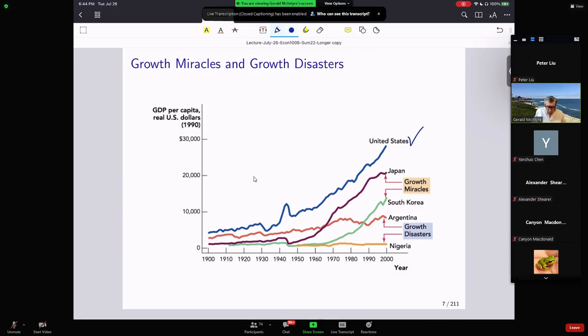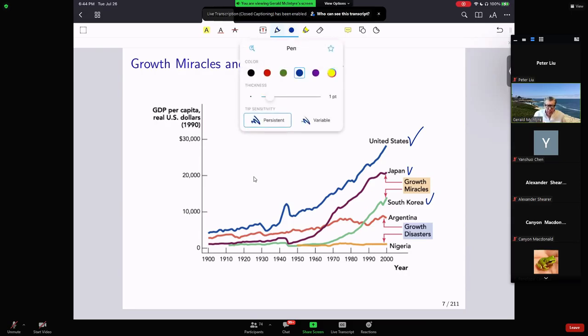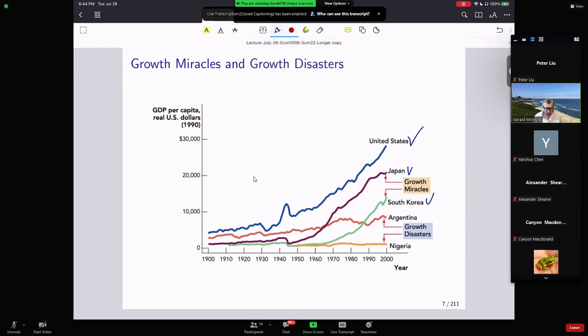Clearly, the United States, going back to the last centuries, is a growth miracle. Japan as well. South Korea has taken off. But then there are countries like Argentina. Look at poor Argentina. Back in the 1920s and 30s, Argentina was nearly as rich as the United States, just a shade poorer, and certainly richer than Japan, South Korea, and Nigeria. And today, Argentina hasn't grown that much. The United States is richer, but so is Japan and South Korea and many other countries.